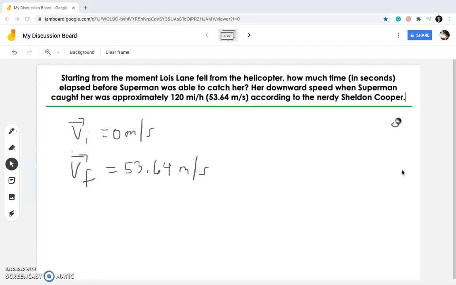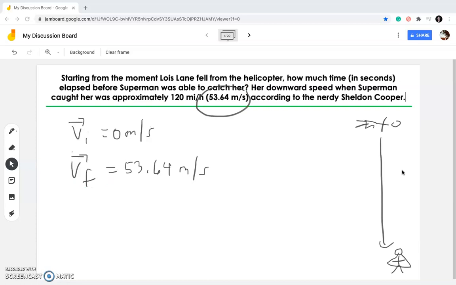I hope that you can imagine the scenario. If this was Lois Lane, for example, she's falling downward, and this is where Superman is. The initial velocity is 0 meters per second, but at a certain point, right before Superman caught her, she was already moving at 53.64 meters per second. Therefore, that is what we will consider as the final velocity.